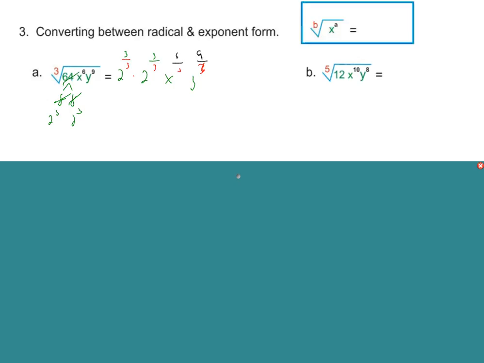So where do we end up? 2 times a 2 times an x squared times a y. Just look at your paper and think about it, right? 3 over 3 is 1, 2. 3 over 3 is 1, 2. 6 divided by 3 is 2, x squared. 9 divided by 3 is 3, y cubed, right? And so 4x squared y cubed.